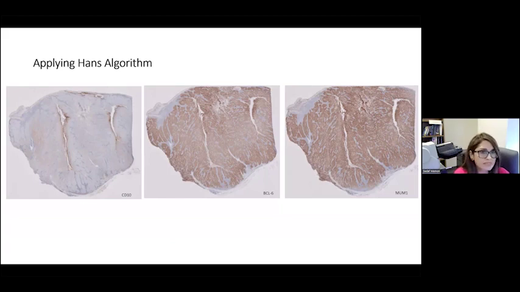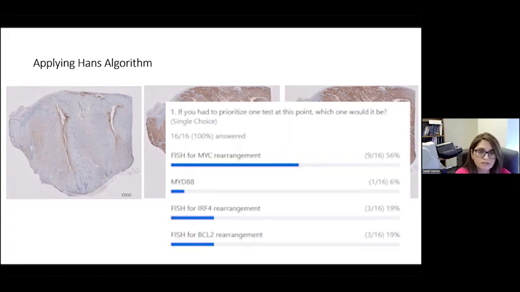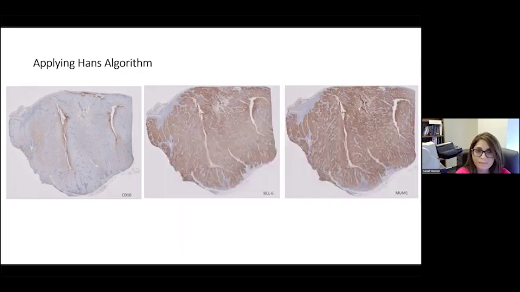So, time for a quiz. If you had to prioritize one test at this point, which one test would it be? Sure, so about 56% indicated that FISH for gene rearrangement could be sent, about 6% MYD88, FISH for IRF4 19%, which is very interesting, and FISH for BCL2 19%.